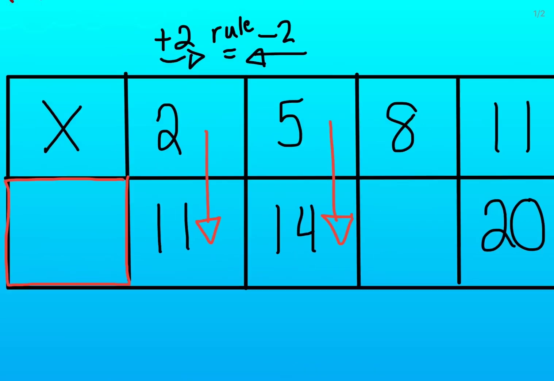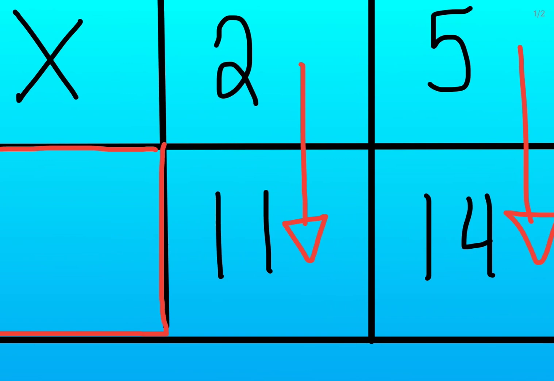I like to just look at my first number and say, is my number getting bigger or smaller? It's getting bigger. So I try out my bigger operations. I think about, could it be multiplication or could it be addition? Well, let's see, is there anything I can multiply 2 by to get 11? Well, not a whole number, so I don't think multiplication would work. Well, what about addition? Is there anything I could add to 2 to get 11? Yeah, 2 plus 9 is 11, that would work.